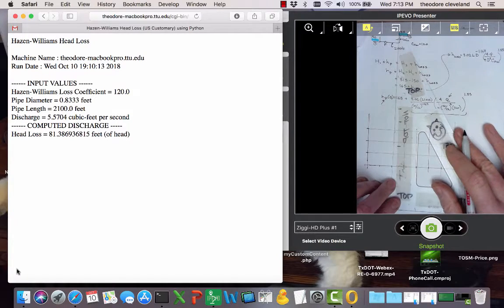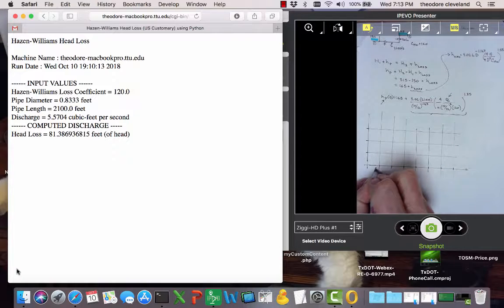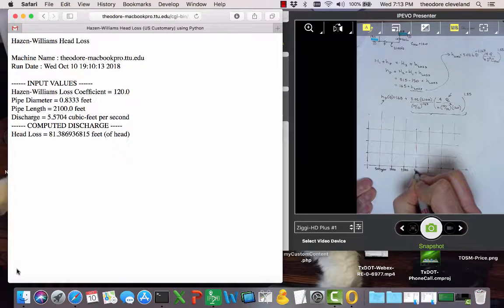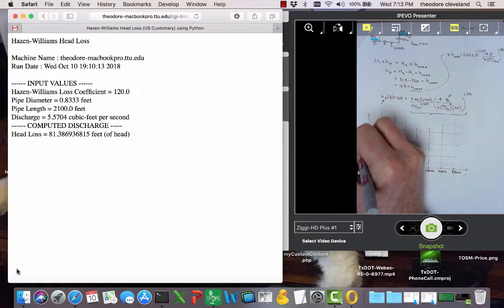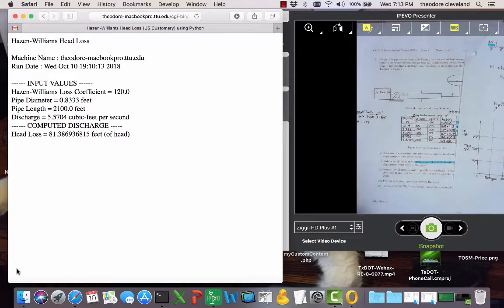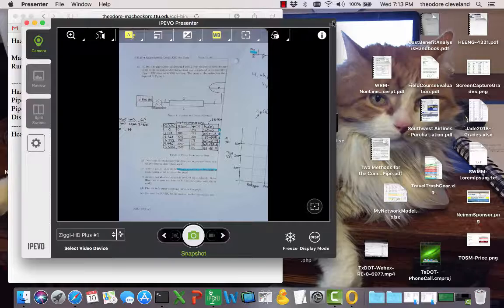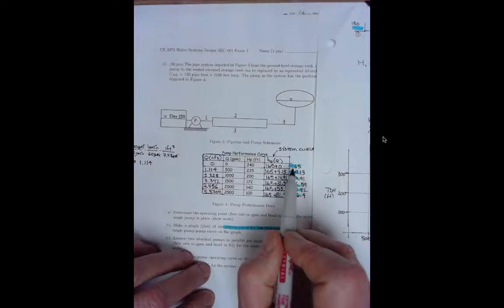So now we'll label our axes. 500 gallons per minute, 1,000, 1,500, 2,000, 2,500, 3,000, 3,500. So this is my flow rate, gallons per minute. And this is going to be total dynamic head in feet. And I've chosen 100, 200, and 300. So now what we're going to want to do is plot these feet on the dynamic head axis and these flow rates on the gallon per minute axis.